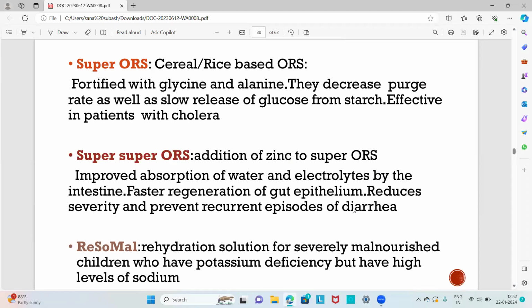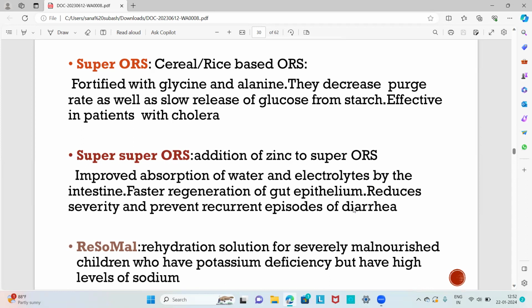Then about the super ORS, it is a cereal or rice-based ORS. It is fortified with glycine and alanine. They decrease the purge rate as well as slow release of glucose from the starch, effective in patients with cholera. So super ORS is effective in patients with cholera. It is a cereal or rice-based ORS.